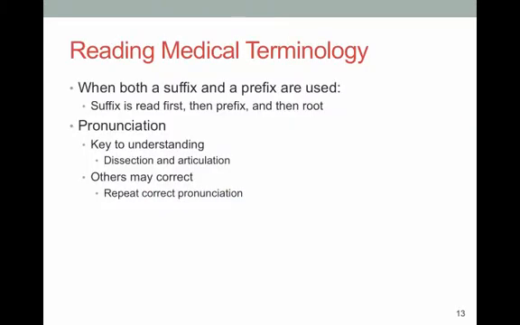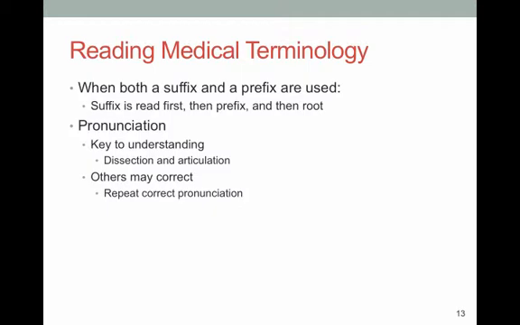Reading medical terminology. When both a suffix and a prefix are used, the suffix is read first, then the prefix, then the root. And this is kind of difficult for people that normally read left to right. It's difficult for them to take a look at the suffix, which is generally at the end, and then look at the prefix, which is in the front, and then look in the middle. So we're just combining words, dissecting and articulating them together so that we understand them. Each one of those little words has a specific meaning.